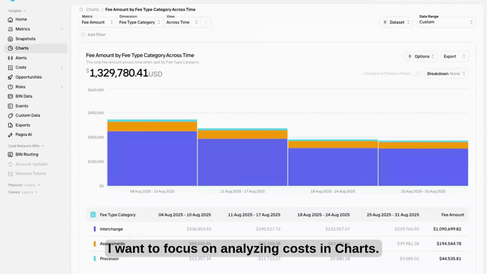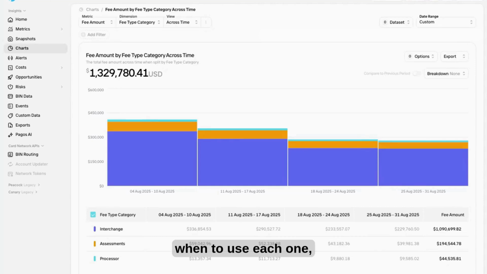In this video, I want to focus on analyzing cost in charts. We'll cover the 3 cost metrics available, when to use each one, and how to uncover insights in your data.